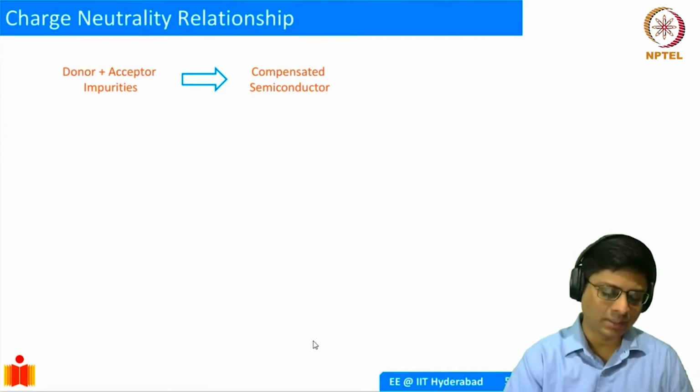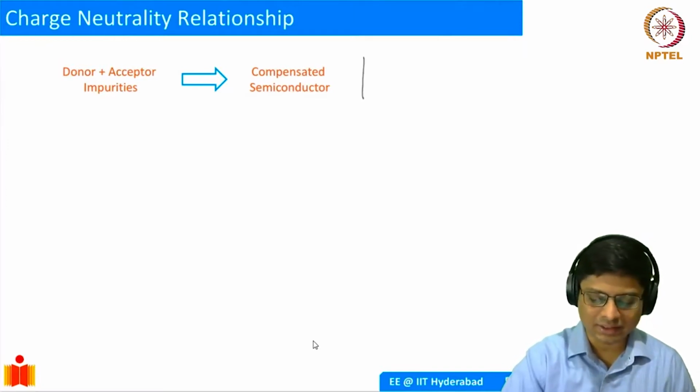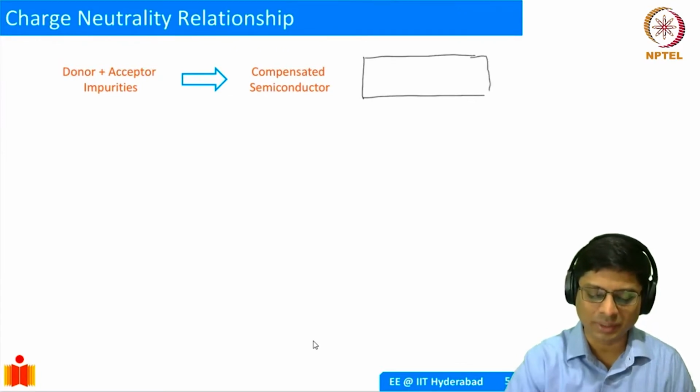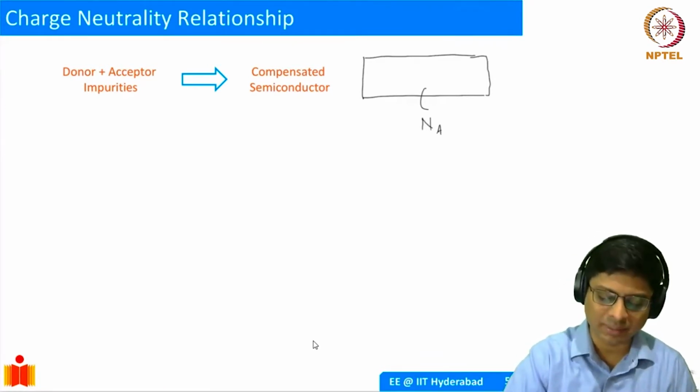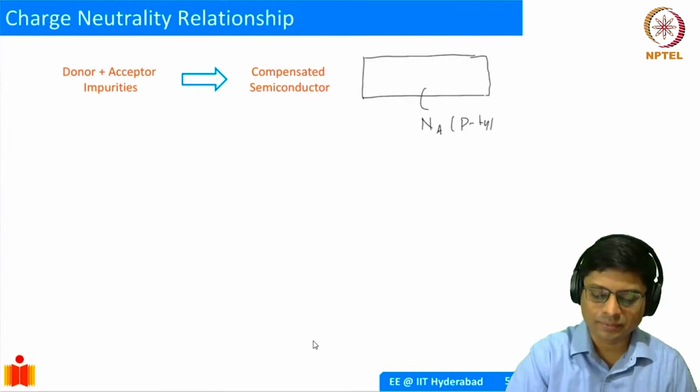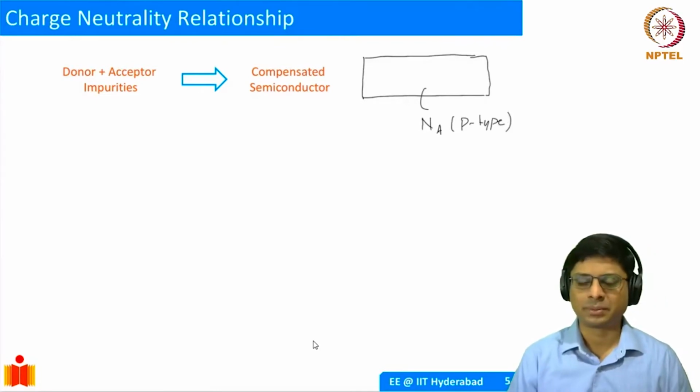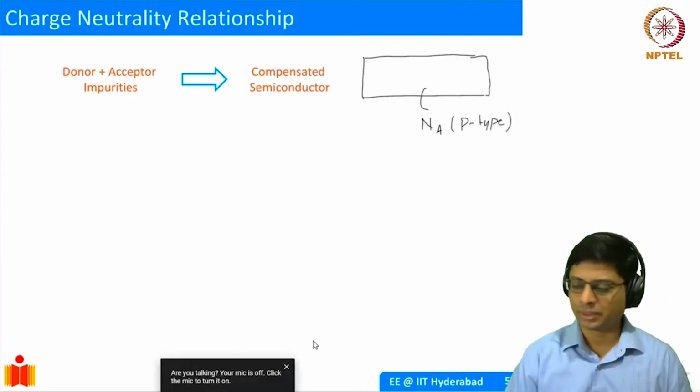Well, for example, take a semiconductor. Generally, we don't work with intrinsic semiconductors. We have a starting doping. Let's say background doping of Na. Okay, we have a p-type semiconductor initially. I'm just representing it as a block now.